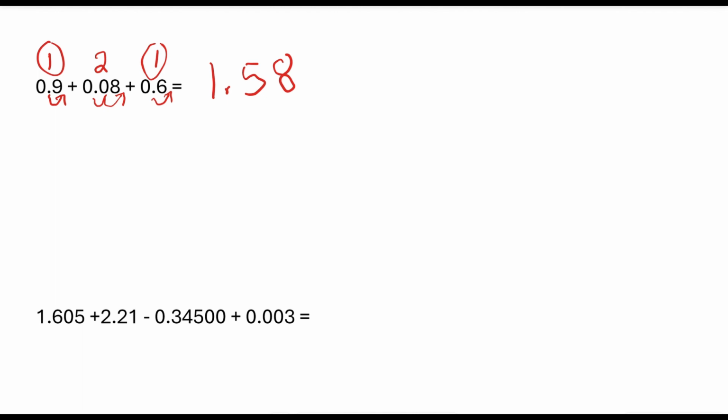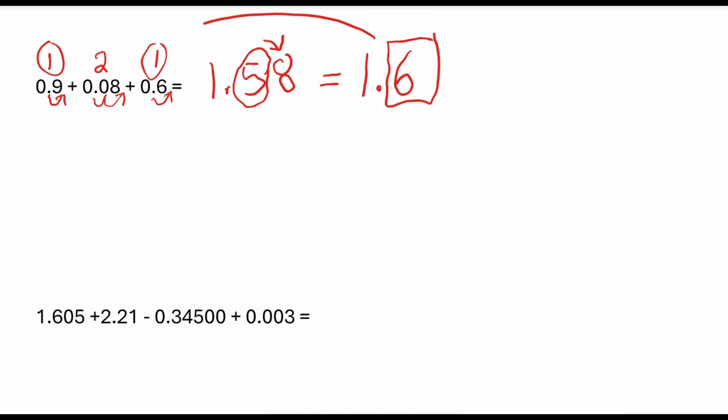So in order to do that, this is our 1 decimal place. We look at the number next to it. It's an 8. That means that the 5 gets rounded up to a 6. So our final answer will be 1.6. And here we have 1 decimal place, which is the least of all 3 of these as far as decimal places. Let's move on to the next problem.